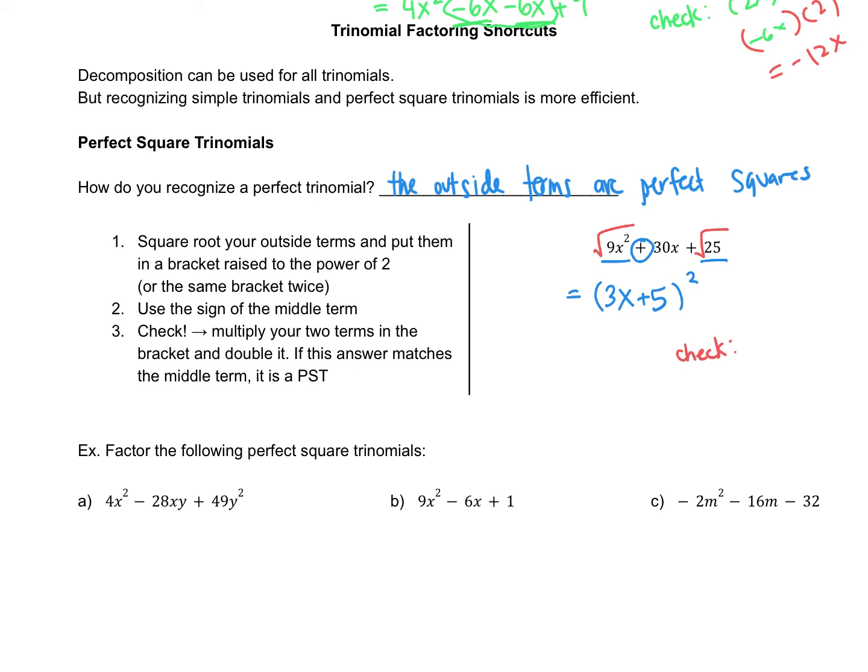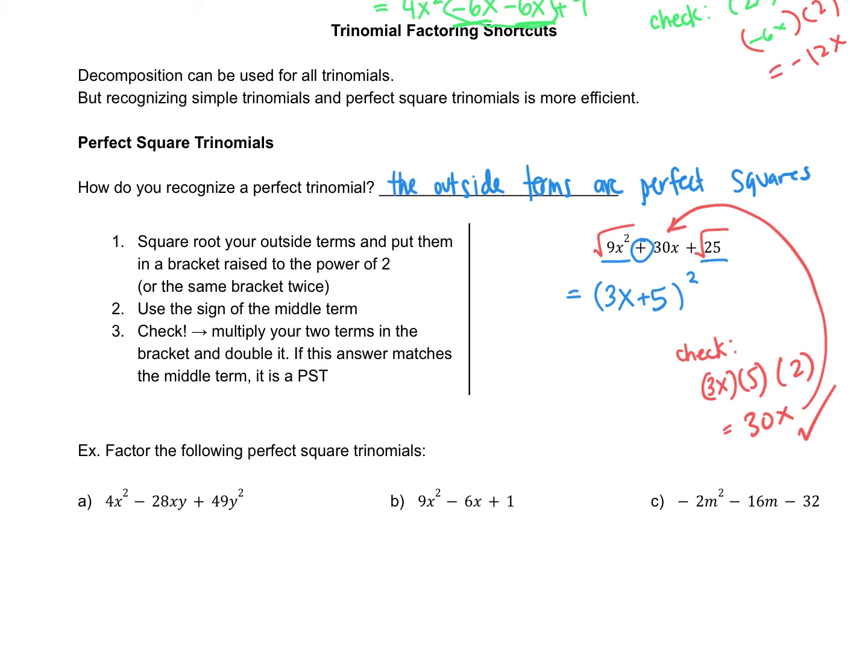If we were to FOIL this, and you can do a check by doing a full-on FOIL, it's just not very efficient. What we're looking for is when you do the outsides and the insides, which is 3x times 5, you get this term 2 times. So that's why I multiply by 2 at the end. 3x times 5 is 15x. So that means in the middle you'd have 15x plus 15x. So doubling 15x is 30x, and that's exactly what we get in the middle. So this is a perfect square trinomial.